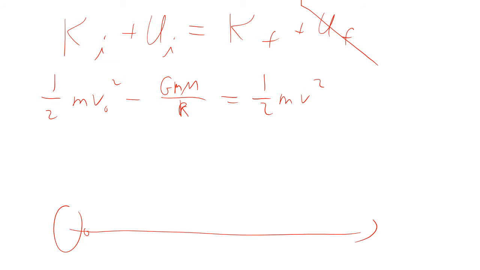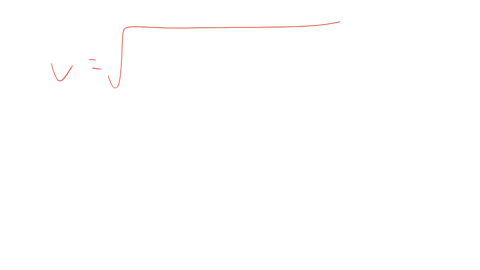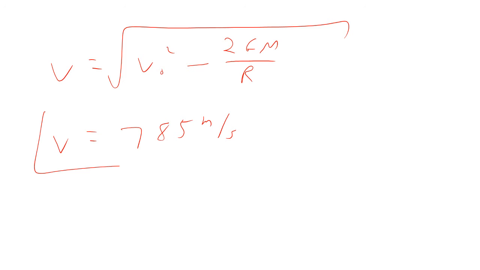And so we look at this and we say, well, gosh, that's pretty straightforward. We can cancel the m's. We can multiply both sides by 2. And so we'll have that v squared equals v naught squared minus 2GM over r. So to get v, we just take the square root of v naught squared minus 2GM over r. Well, we have all those numbers. So if we plug in those numbers that I gave you before, what you come up with is 785 meters per second. So that's how fast it's moving, which is a pretty good clip right there.